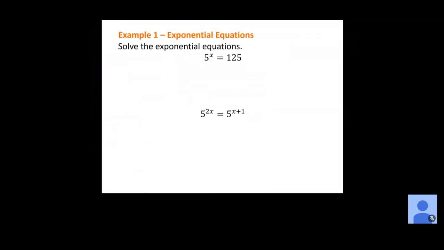All right, so this is section 4.5. So now we're going to start using these logarithms and exponential functions to actually solve equations. Notice here we've got exponential equations, 5 to the x equals 125, and we're asked to solve this. I'll give you a minute to get that written down.